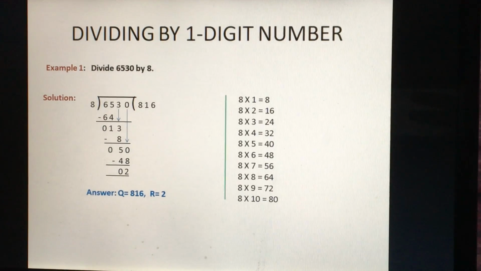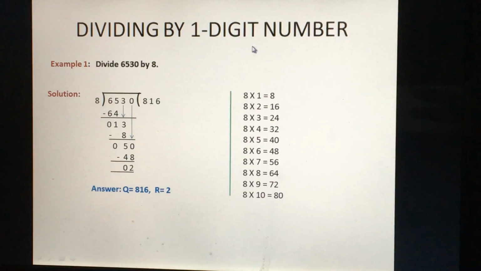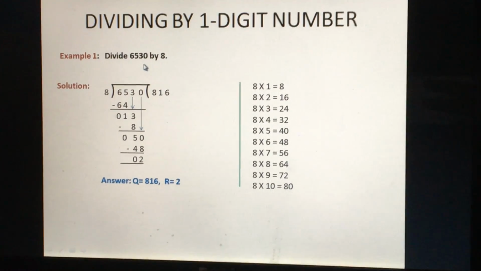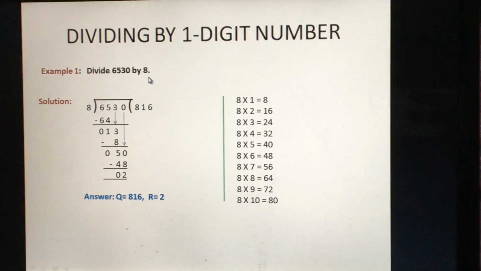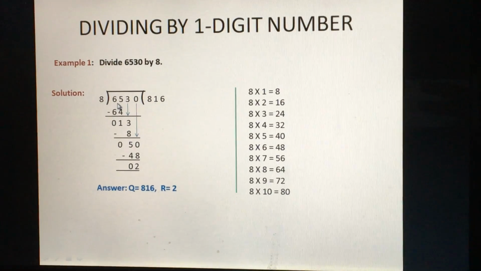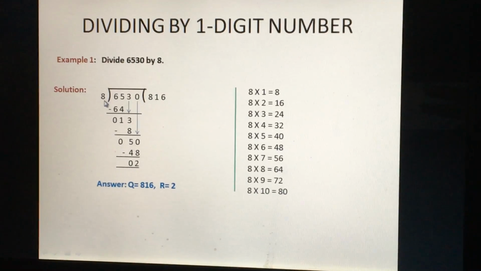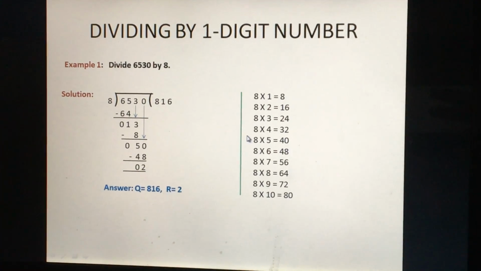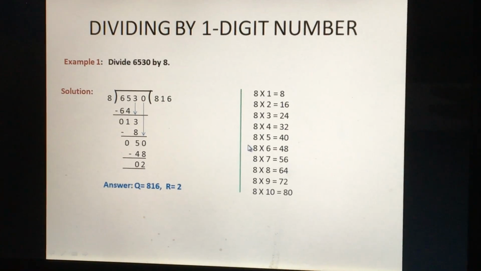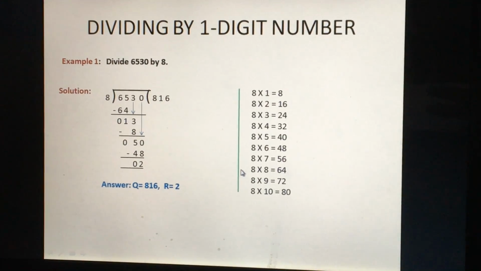Now let us study division by a one digit number, that is a single digit number. Let us take an example. Divide 6530 by 8. First of all, we will draw the symbol of division. Then we will put the dividend inside the symbol and the divisor outside the symbol. Now it will be helpful if you write the table of the divisor. What is the divisor here? 8. So first we will write the table of 8 in the workspace area.